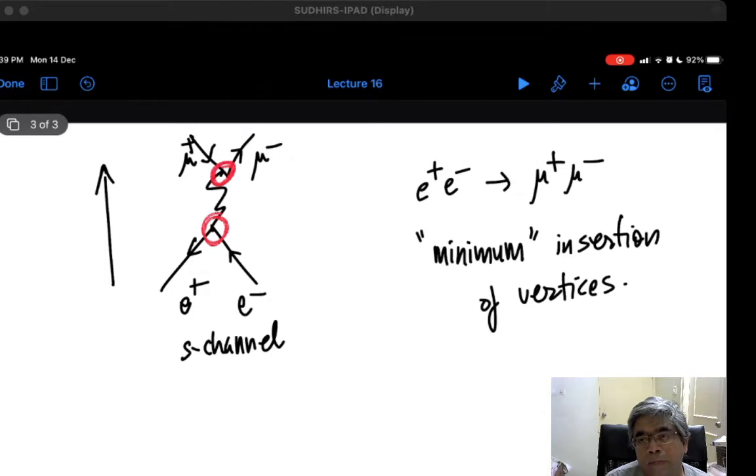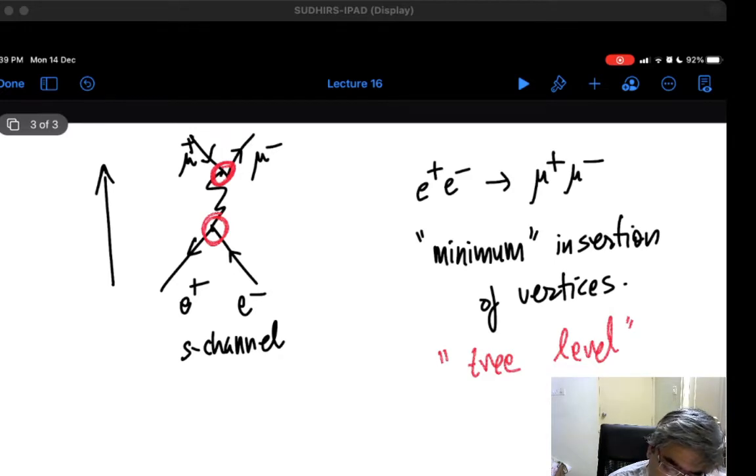But this is not correct actually, in the sense that this is what is called tree level. I'm not saying this is not correct, this is correct, but this is not complete. This is called only the first order in perturbation theory.